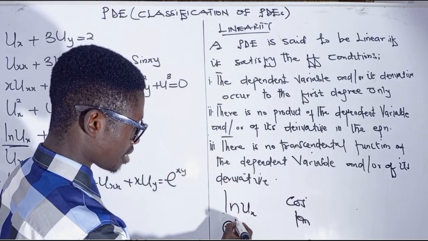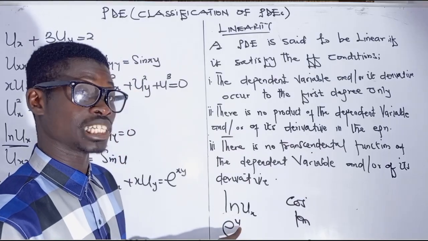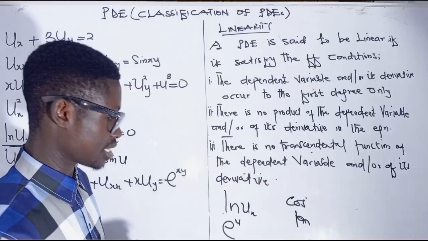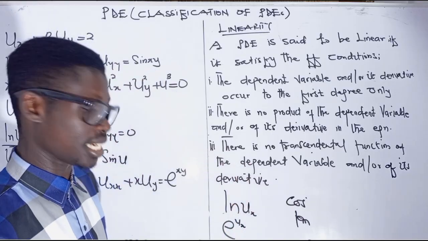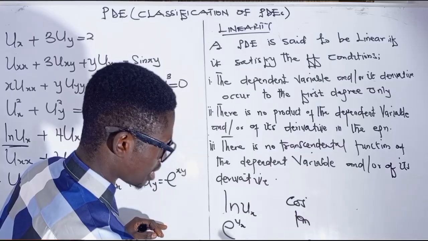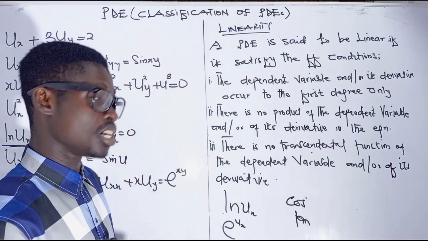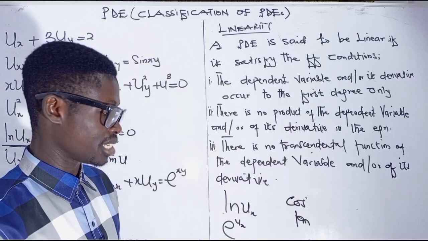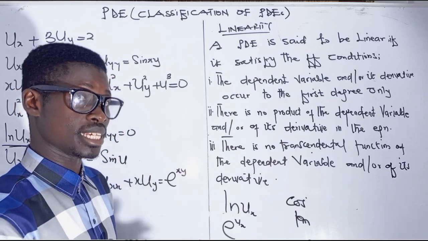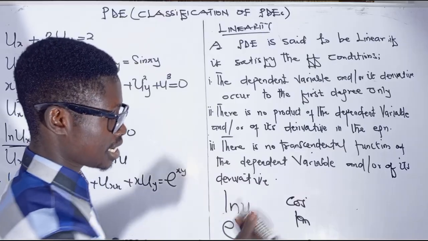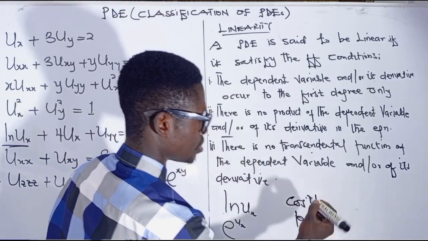So here we shouldn't have something like e to the power u, a transcendental function on the dependent variable. The moment you have something of this form, it becomes a nonlinear PDE. Then we shouldn't have something like sin u or sin ux or sin uy and so on. The moment you have something of this form, then that PDE ceases to be a linear PDE but rather a nonlinear PDE. The same thing applies to cos, tan, and so on.